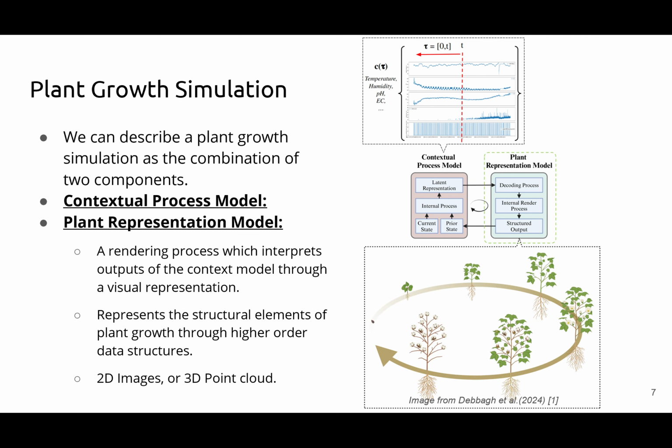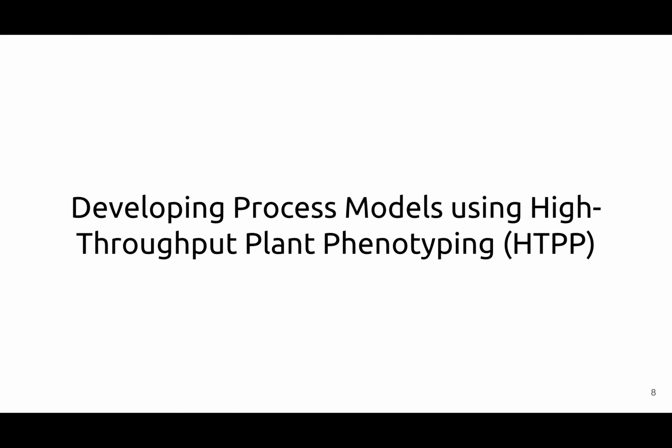The second component is the plant representation model, which is a rendering process to interpret the outputs of our contextual model through some sort of visual representation. And usually this is a 2D image or 3D point cloud.